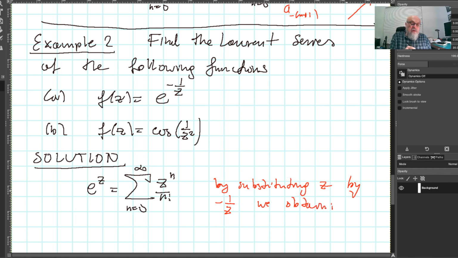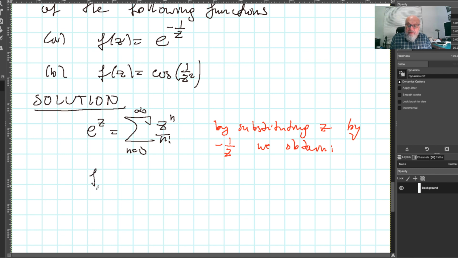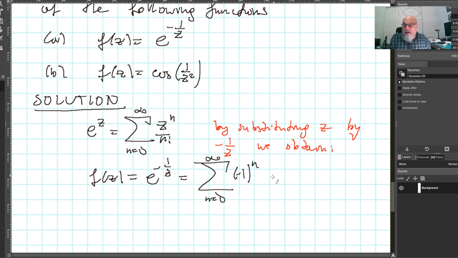So we obtain that our f of z is equal to e to the minus 1 over z, and I'm getting the Laurent series, which is the sum of (minus 1) to the power n divided by n factorial, times 1 over z to the power n. And that's the Laurent series. So clearly this coefficient is a minus n, so those are the coefficients corresponding to the negative powers.